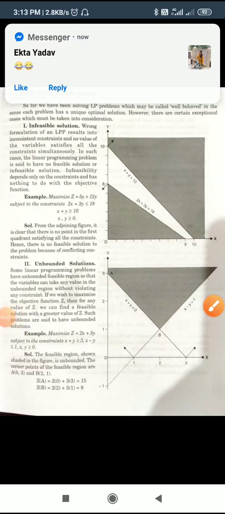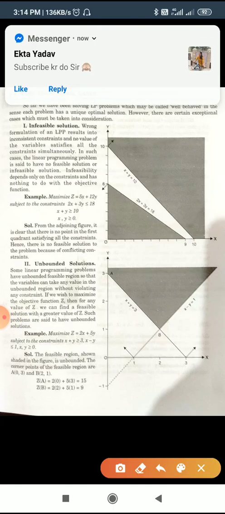Hello students, today we discuss the graphical method in linear programming problems. First of all, we discuss some special cases in the graphical method.